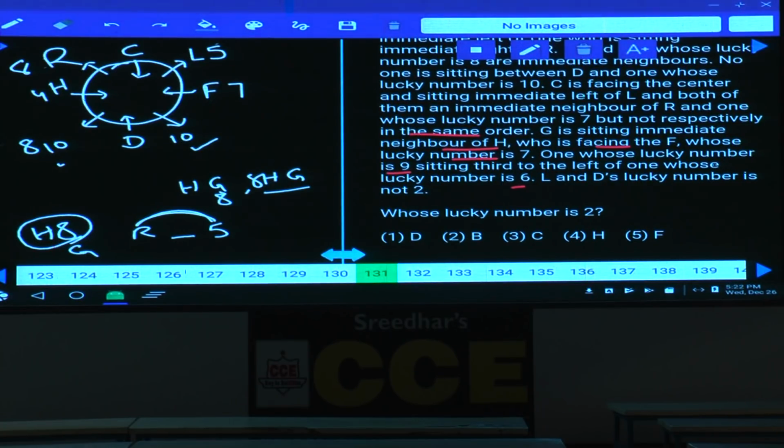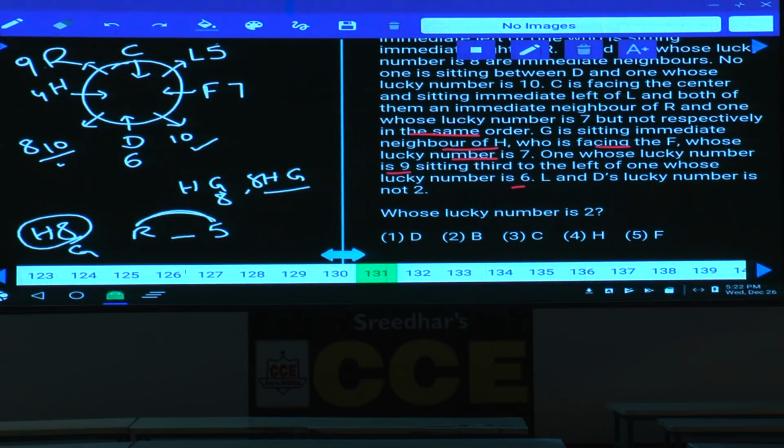Tell me what is the possibility we can have. 9 is third to the left of 6. Then what is the only possibility we have? Here it can be either 8 or 10, and 9 is third to the left of 6. Now tell me whether this 9 can be at this place or not. 9 is here and 6 will be here.